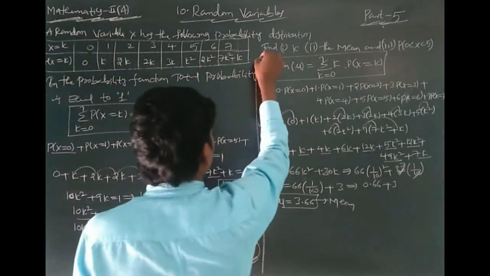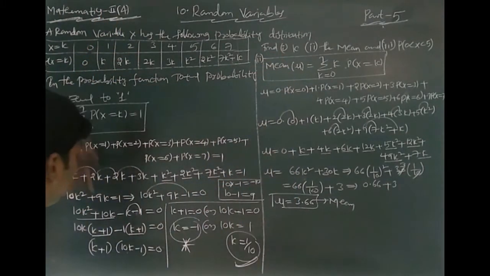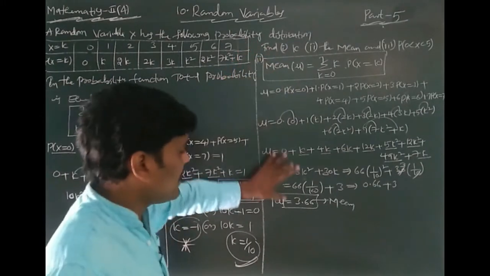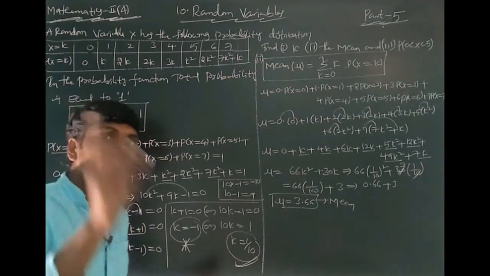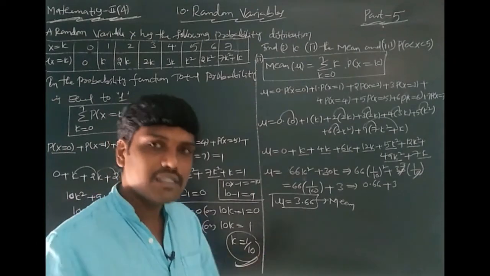Second problem also completed. First problem, k completed. Second problem being completed. Here k value is 1 by 10 is correct. Minus 1 is not correct.